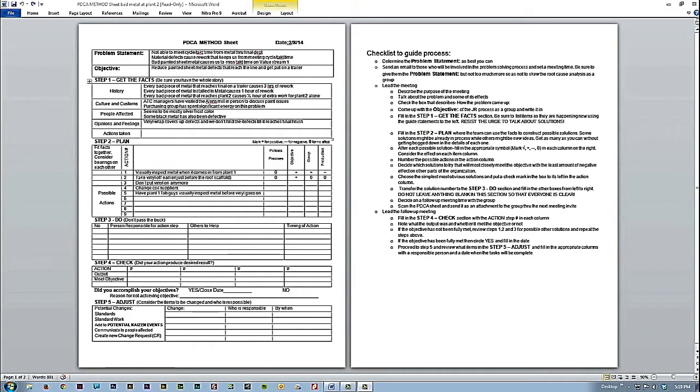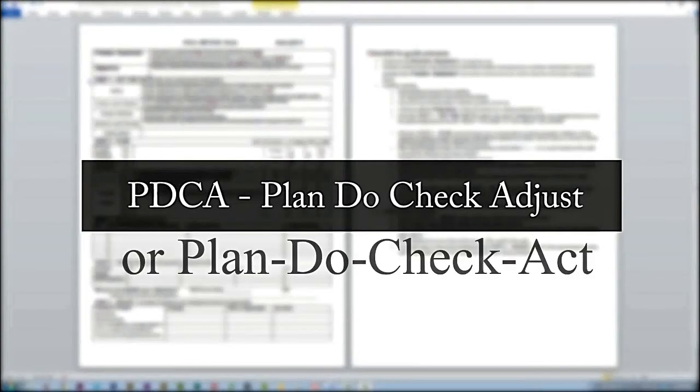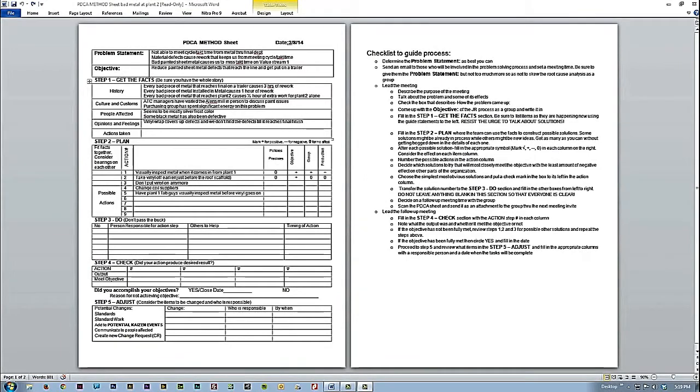Okay, I'm going to instruct on how to do a PDCA method sheet to solve a process problem. And PDCA just stands for Plan, Do, Check, Adjust, or Plan, Do, Check, Act. And it is based on the scientific method of problem solving.